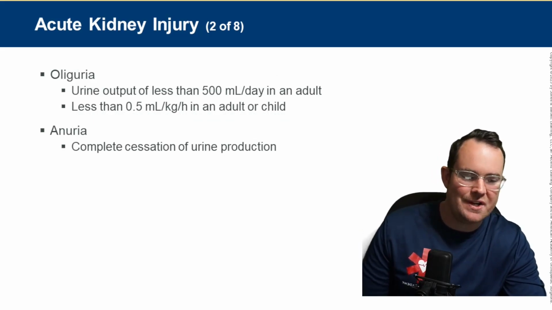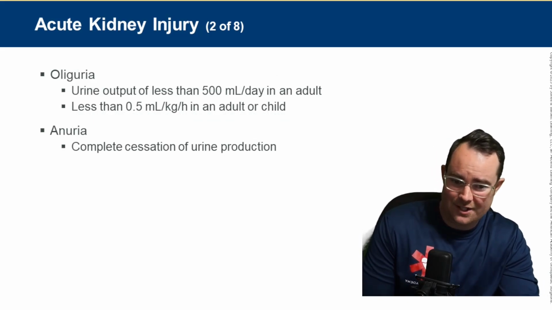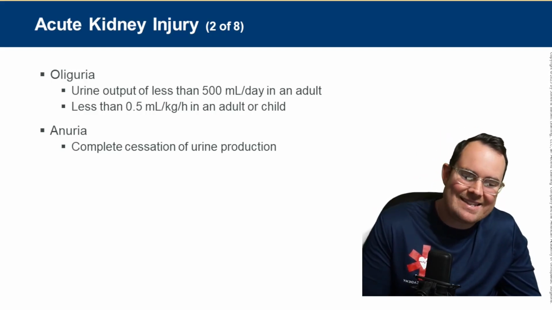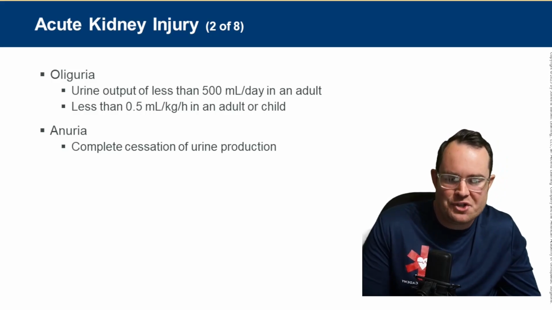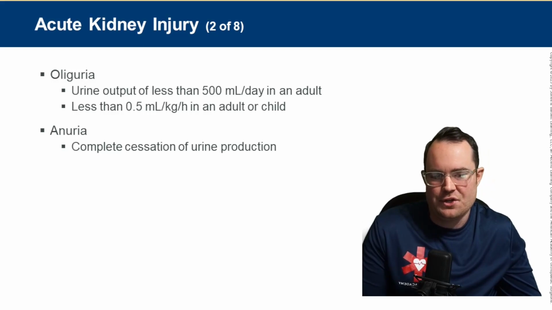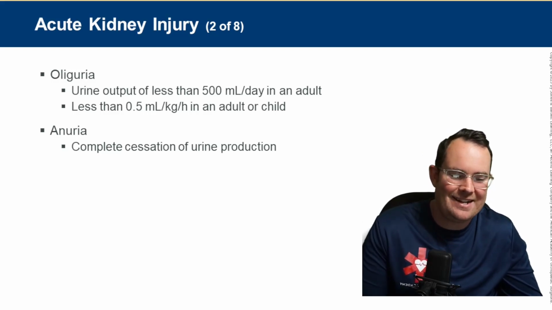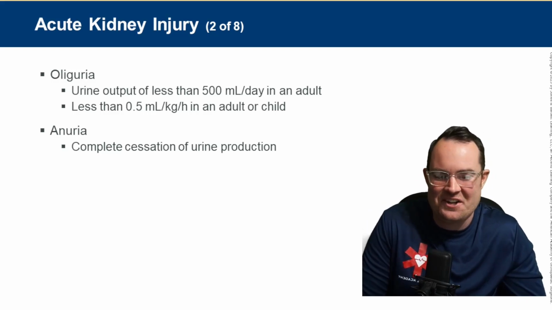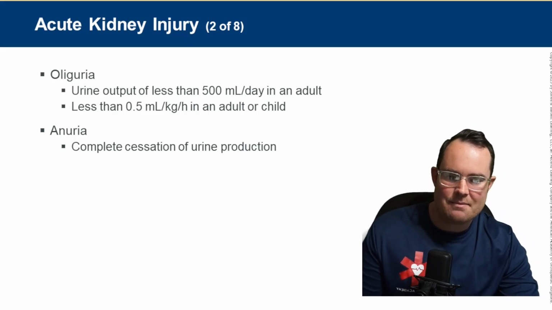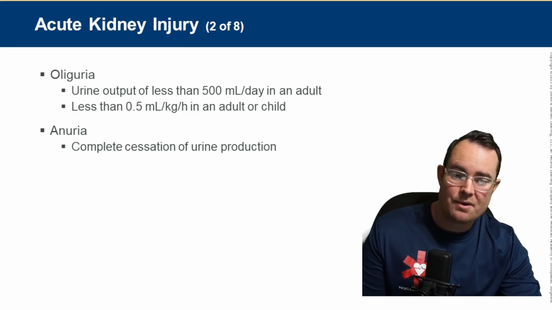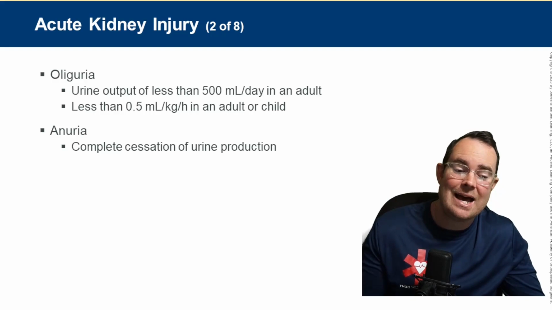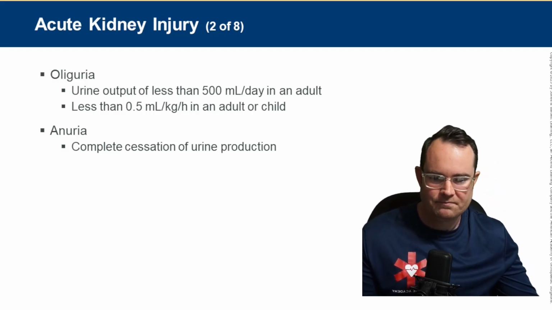Some good terminology here. Oliguria. Oliguria just means a decrease in urine output. Now, what is a decrease in urine output by definition? Less than 500 mLs per day for the adult. Again, write that down. That is a 100% test question. Oliguria, less than 500 mLs per day for the adult. It says less than 0.5 mLs per kilogram per hour. This is how they can calculate it, depending on the size of the patient, including children.